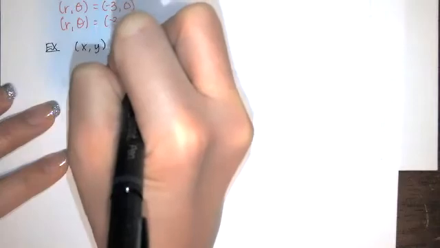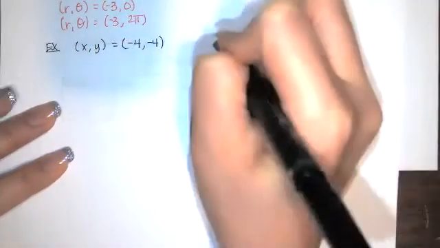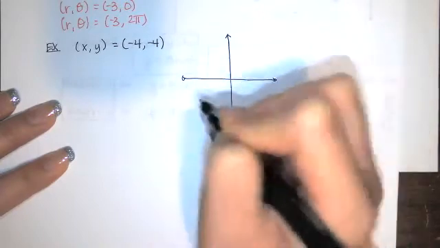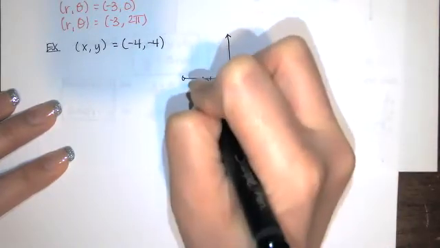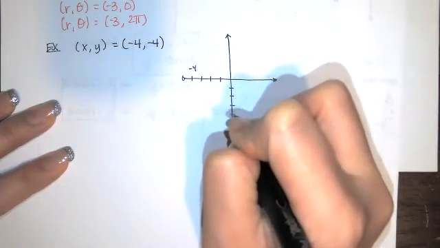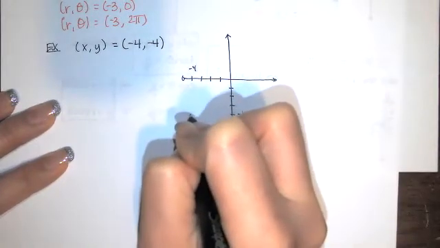Let's do one more. If I give you xy equals -4, -4, let's say we want to find r and theta. So we're right here.